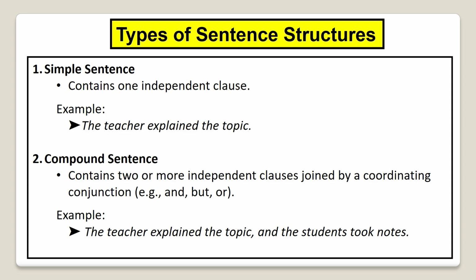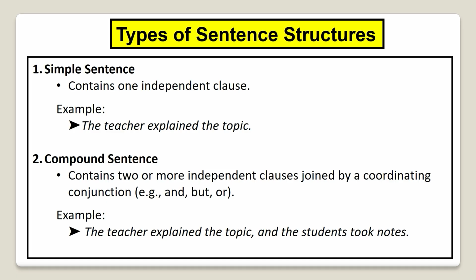That's why this particular sentence is called a compound sentence, because it has a coordinating conjunction, "and", used to complete the sentence. So in this way we can understand what a simple sentence is and what a compound sentence is. Let's go further to the next type of sentence structure, the complex sentence.